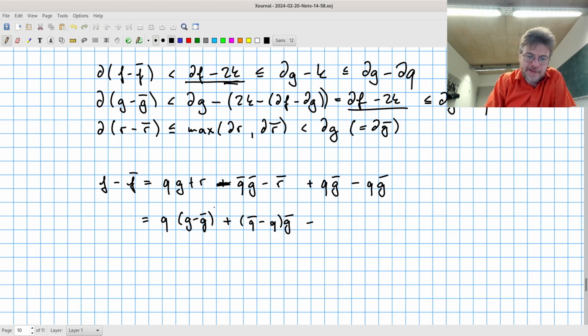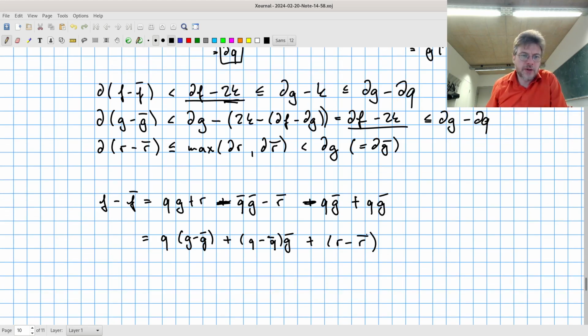Did I mess something up? So this with this is this. Not correct. This should be minus and this should be plus. Now this one with this one is also not correct, so the bar should go here. Okay, and then plus r minus r bar. Now I hope it's correct.